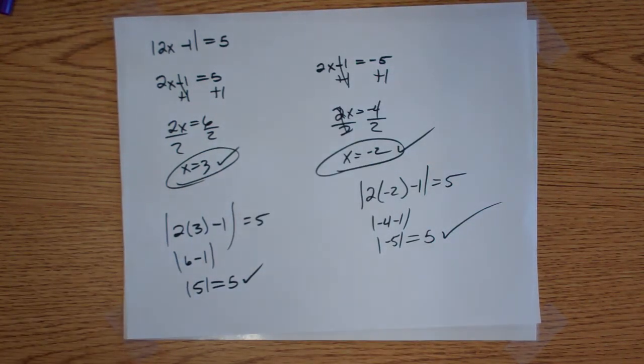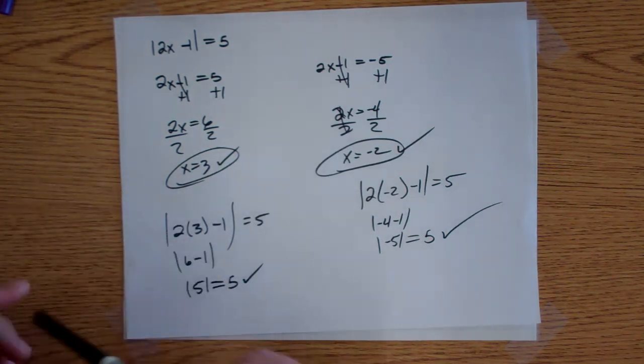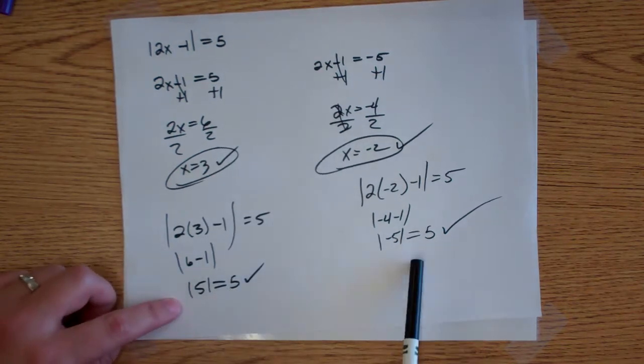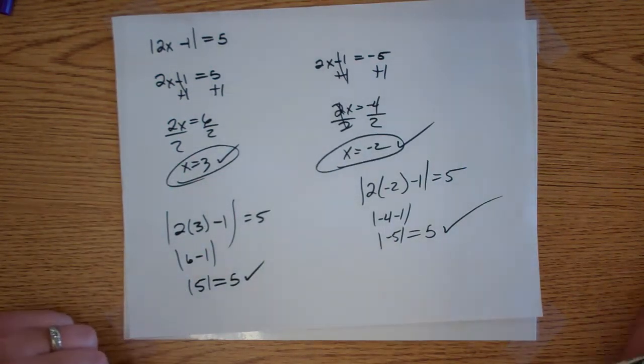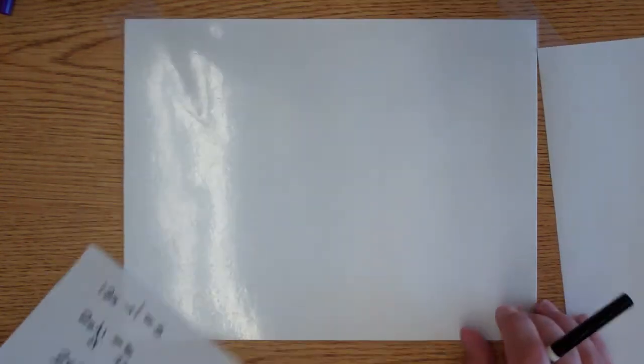All right, that's how you check for extraneous solutions. You always plug them back in and make sure it works. These two work, so therefore those two values are good. All right, I want you to try one.